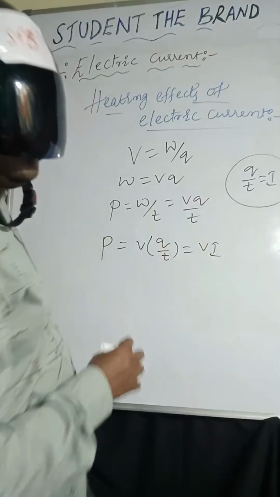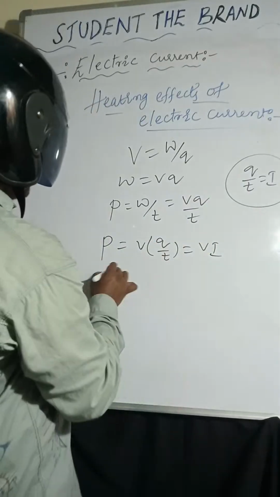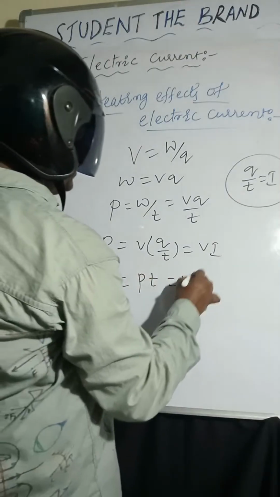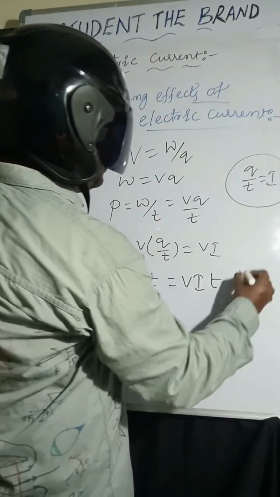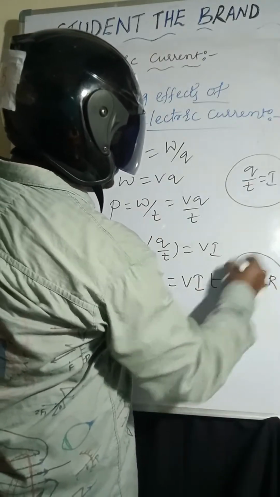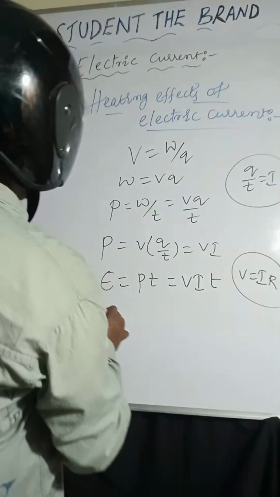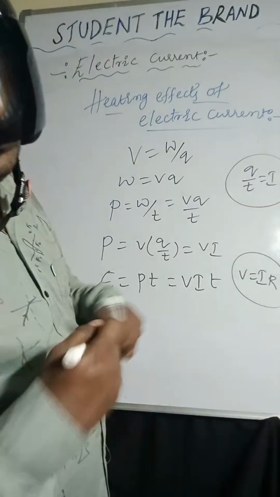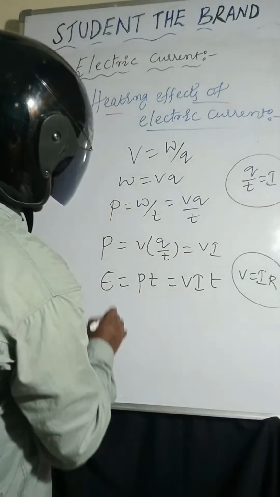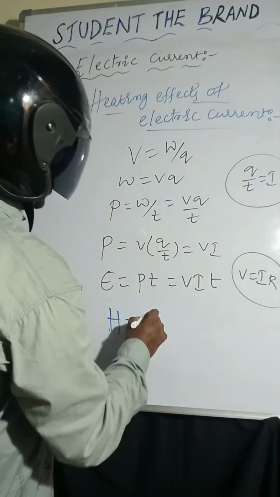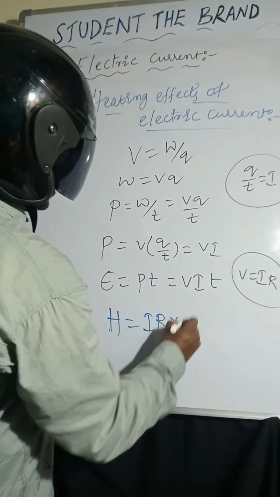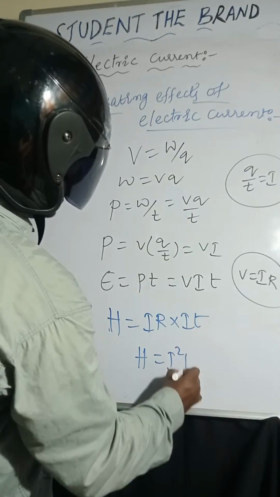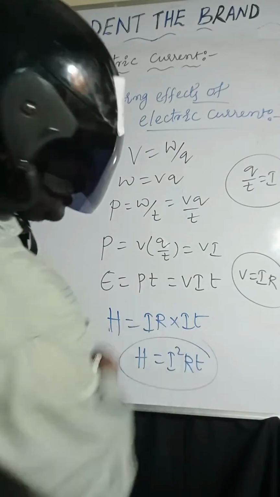So energy is given to the conductor. With respect to time, that is P into T, that is VI into T. We know V equals IR. Substitute here. Whatever energy is given to the conductor will become heat. So H equals IR into I into T. So H equals I square RT.